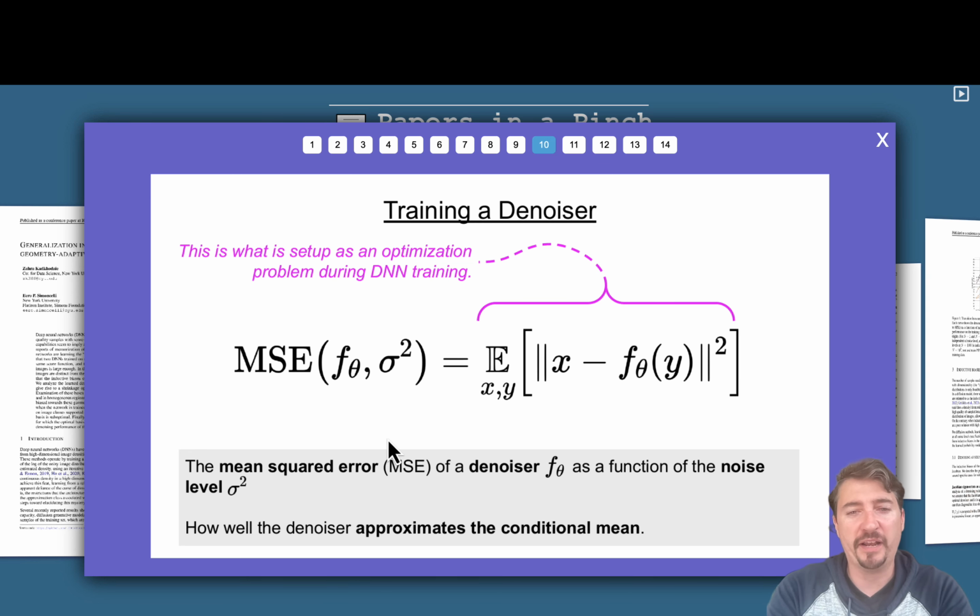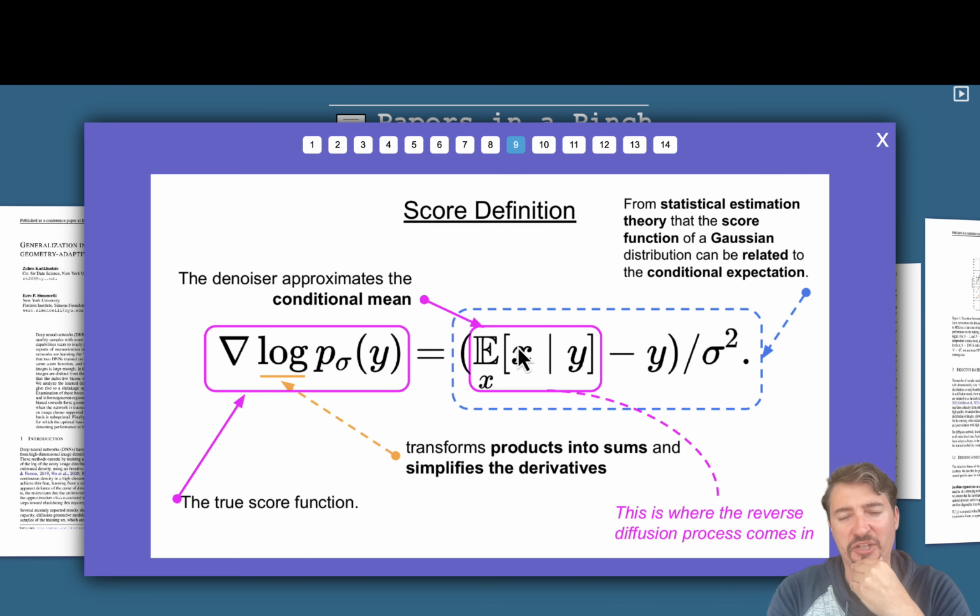Well, there's going to be a mean squared error of the denoiser as a function of the noise level. Okay, so X, again, is always that clean image. There's going to be a difference between that and what is effectively the output of your denoiser, which is its own kind of X, right? Because it's the output. So the output of your denoiser should not be that different than the clean image itself if you're doing this well, and that's going to give you a mean squared error. So how well the denoiser approximates the conditional mean, because this is relating to the conditional mean, right?